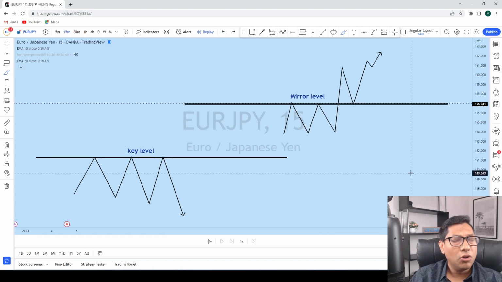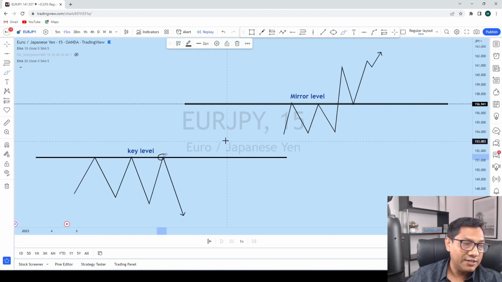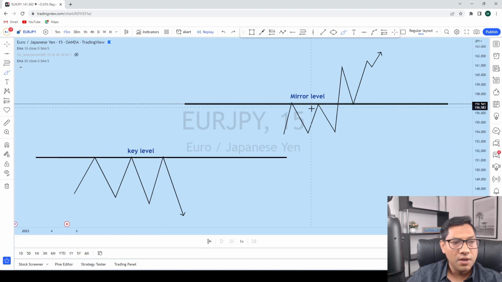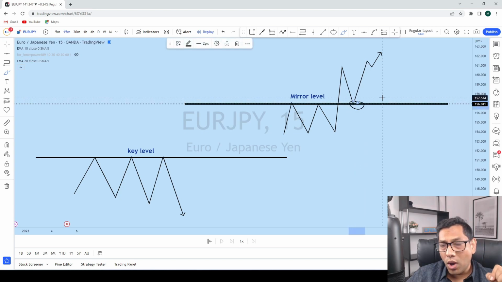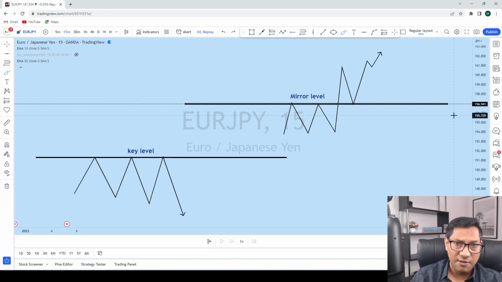Now keep in mind that a mirror level is very powerful, even stronger than a key level. The reason is, for example, this level acted here all the time as a resistance or a supply zone. Once it is broken, it acts as a demand zone, and it is maintained, meaning the same level acted as both a supply and a demand zone, which is a mirror level.